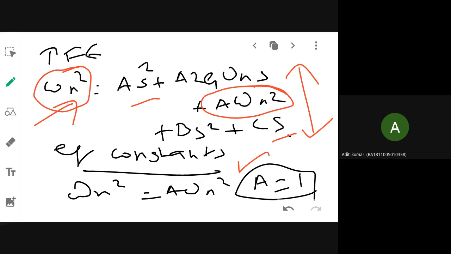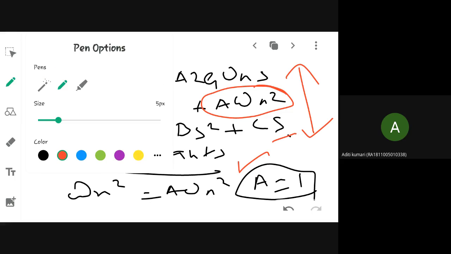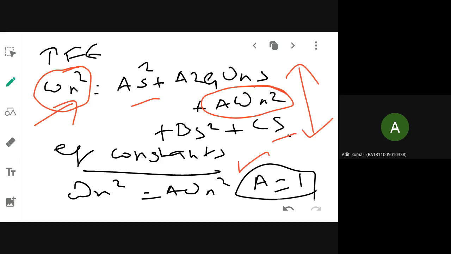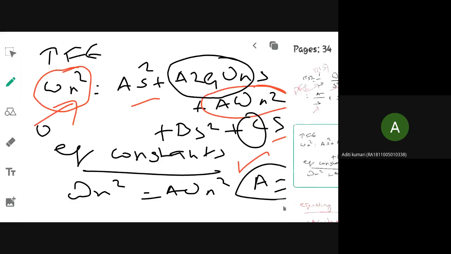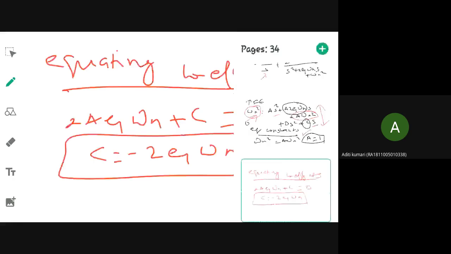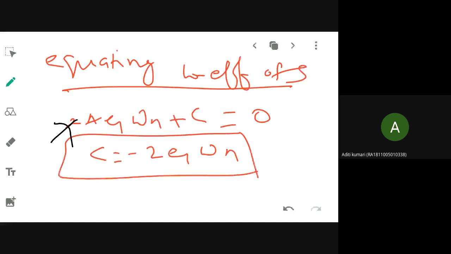Similarly, if I want to equate the coefficient of s, the s coefficient here is 2A zeta omega n, and C is there. On this side it is 0. So if I am equating the coefficients of s, I will be getting 2A zeta omega n plus C equal to 0. I know what is A, just now I have found out the value to be 1. So C will be equivalent to what value? C will be equivalent to minus 2 zeta omega n.